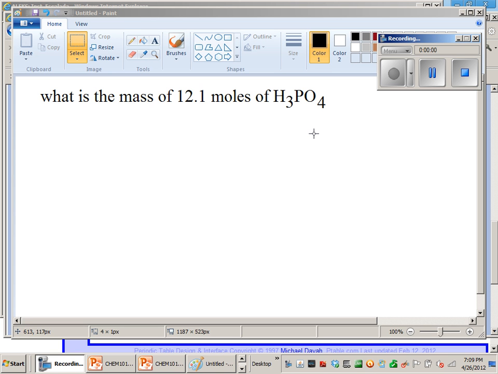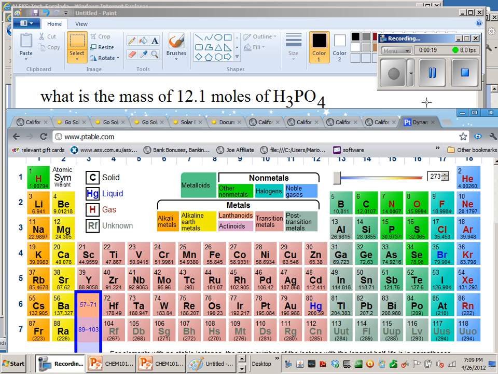Yeah, so let's do this. You can convert moles to mass using a formula mass. The way you calculate the formula mass is you add up the atomic masses of each of the constituent elements. If you look at the periodic table, usually you'll find that there's an atomic mass below each of the elements. So in this phosphoric acid formula, we have hydrogen.